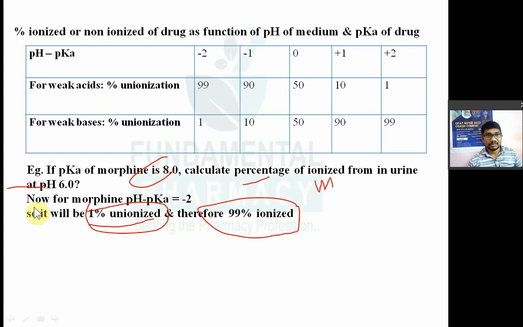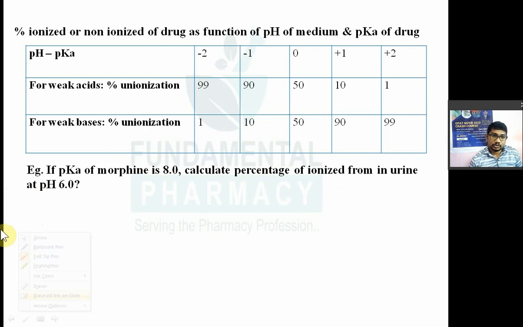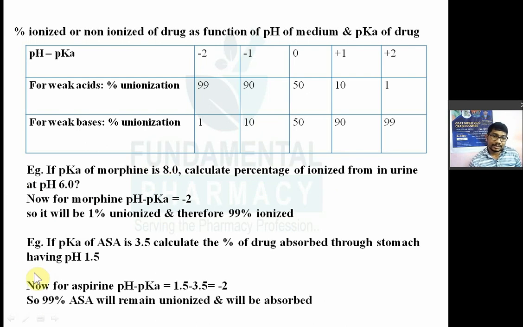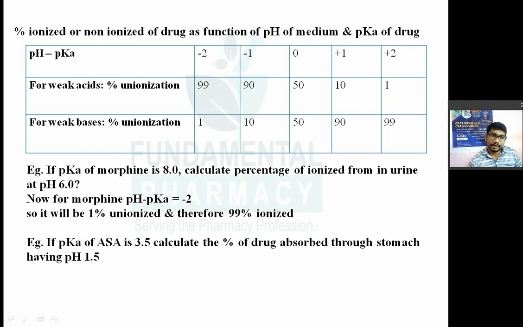Right? Now we'll take another example. If pKa of acetyl salicylic acid is 3.5, calculate the percentage of drug absorbed through the stomach having pH 1.5. तो आप मुझे कैलकुलेट करके बोलो। आपको ऐसा क्वेश्चन पूछा ना, आपको देखना क्या है, सो यू जस्ट हैव टू सी टू वैल्यूज। pKa कितना है? व्हाट इज द pKa? इज 3.5, pH क्या है?